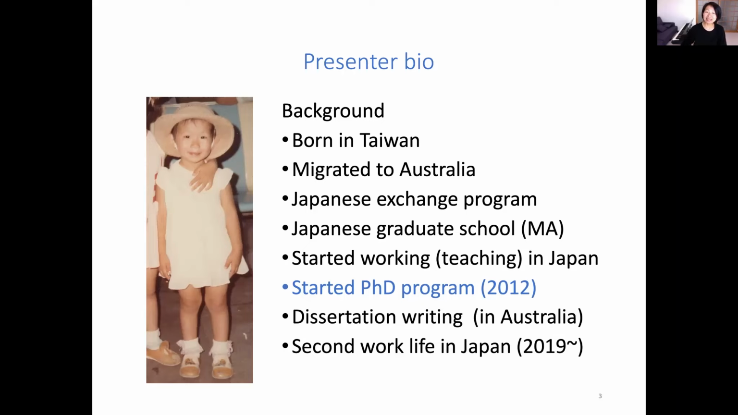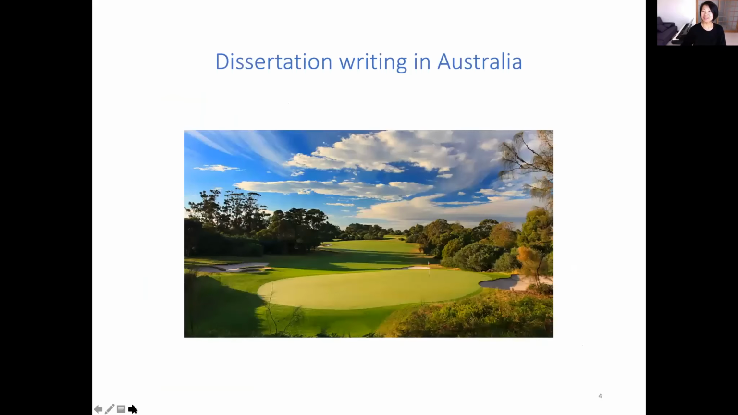I started my PhD program in 2012, and then after that, I took a break. I resigned from Japan and went back to Australia. I call it the dissertation writing retirement. And then 2 years ago, I came back to Japan to teach again. So this is now my second working life in Japan. This is dissertation writing in Australia, how I spent most of my time. That's why it took so long as well.